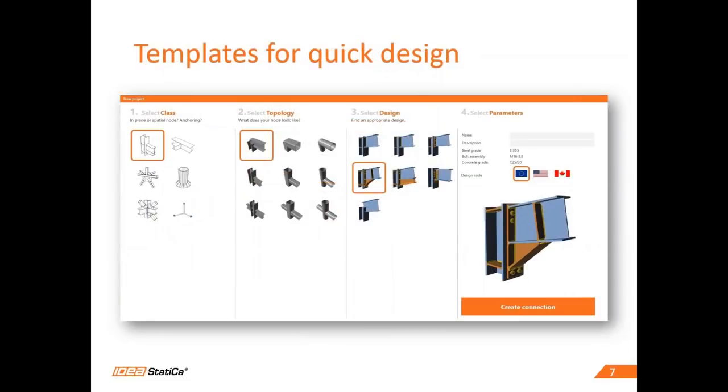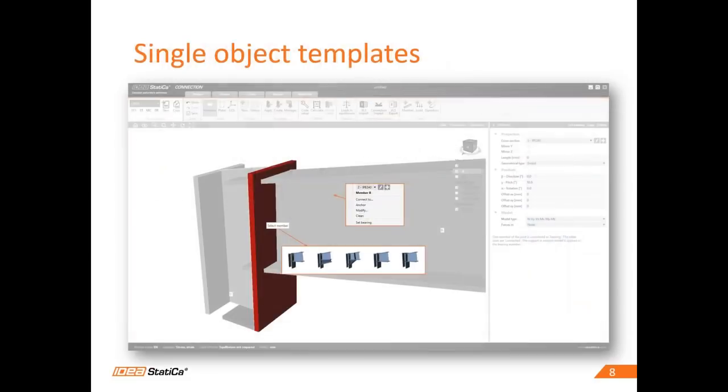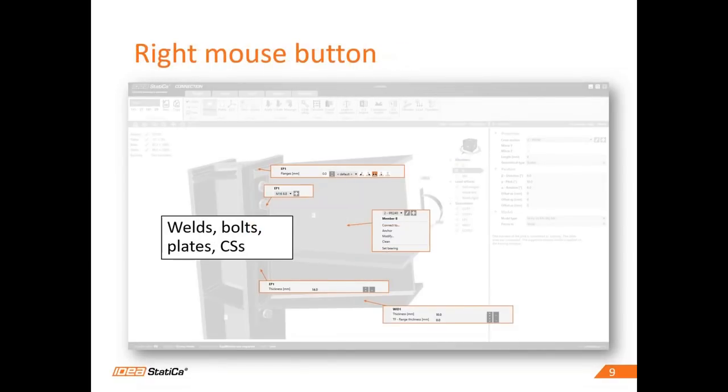We implemented new templates for quick design, for design of the whole connection, to learn how to design and to help you with the start of the project. We also implemented single object templates, which will help you to connect one member to another. And all this is available in the 3D window under the right mouse button click. So now we can do a lot of things in the 3D window just with the mouse.